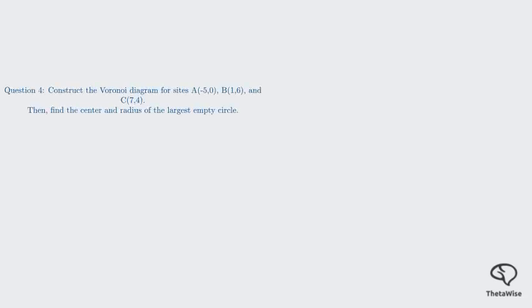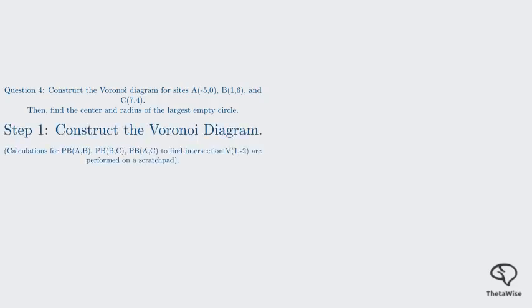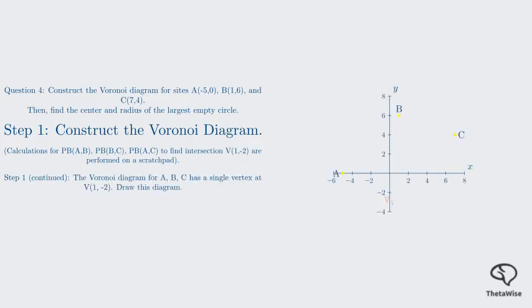Our fourth practice question combines construction with the largest empty circle problem. The problem asks for the center and radius of the largest empty circle for 3 sites, A(5, 0), B(1, 6), and C(7, 4). The first step is to construct the Voronoi diagram, as we did in question 2. We plot the sites and find the perpendicular bisectors. After careful calculation, you'll find they all intersect at a single vertex V at coordinates (1, 2). So the vertex of our diagram is at (1, 2).